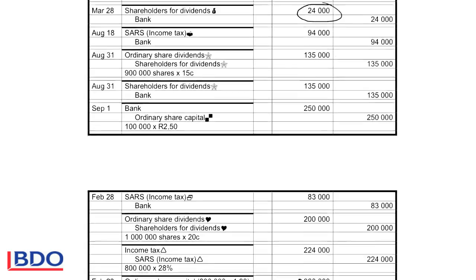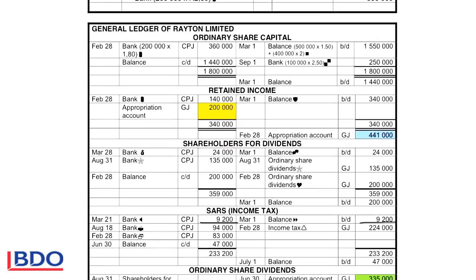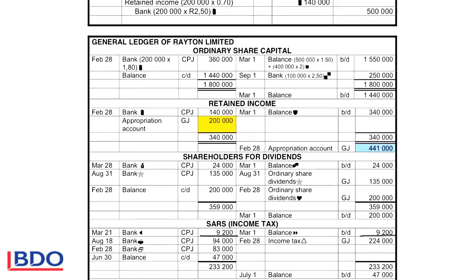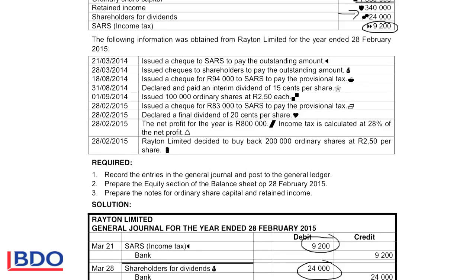In the ledger, shareholders for dividends is a liability, so it has a credit balance of 24,000, and when we pay the money, we will debit the shareholders to show that we don't owe that 24,000 anymore. So the two entries, to pay SARS and to pay the shareholders for outstanding amounts at the end of the previous year, will always be right at the beginning of the next financial year.